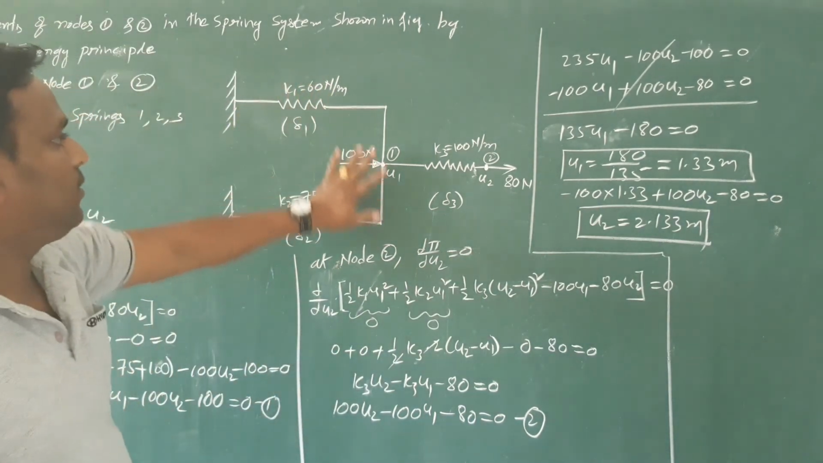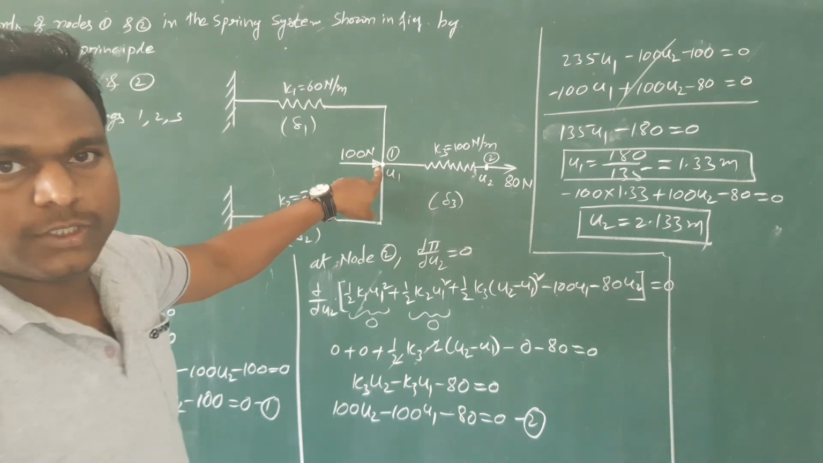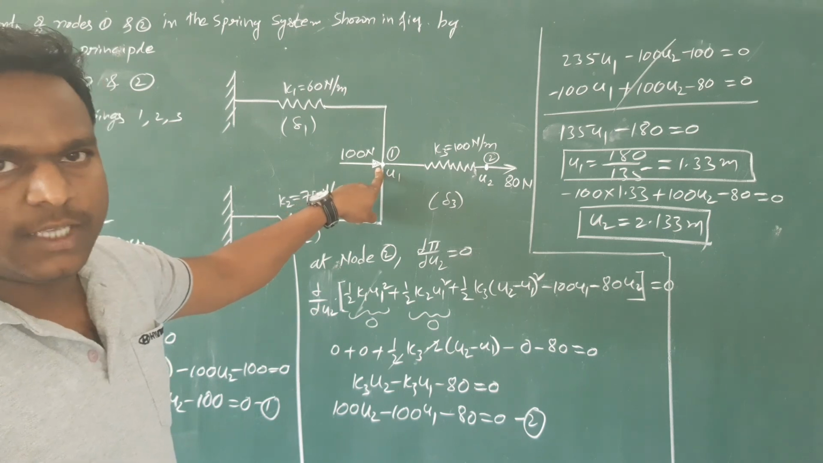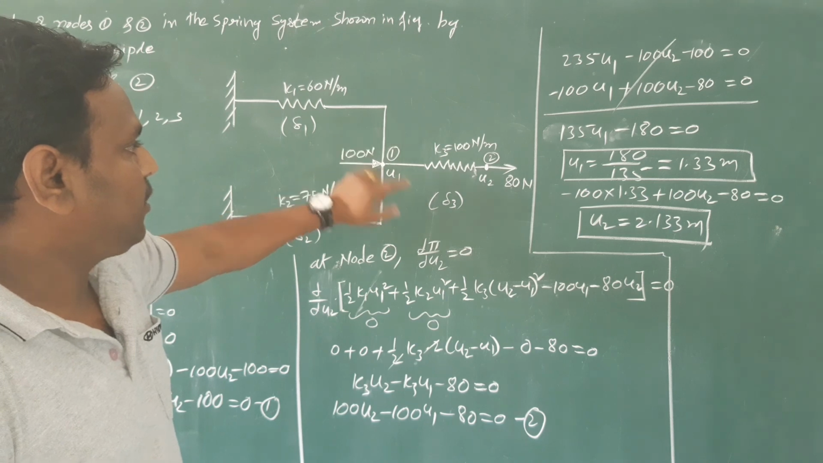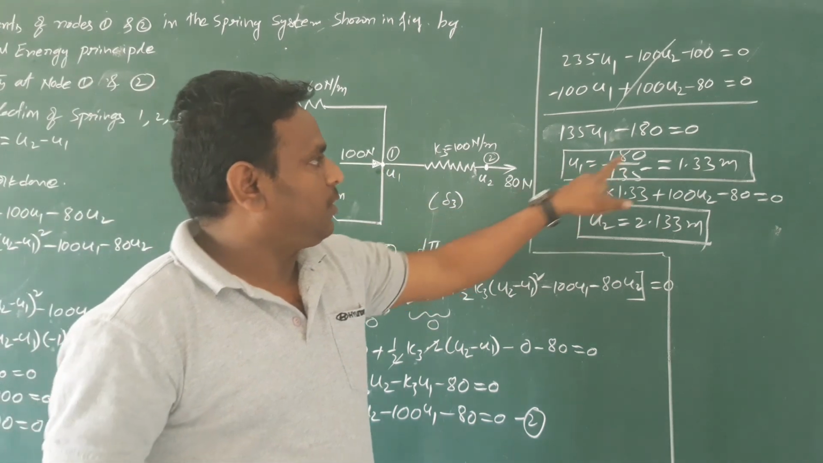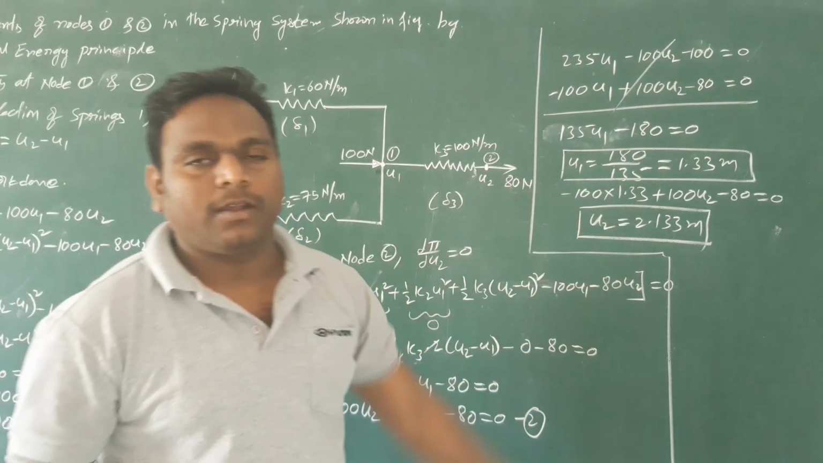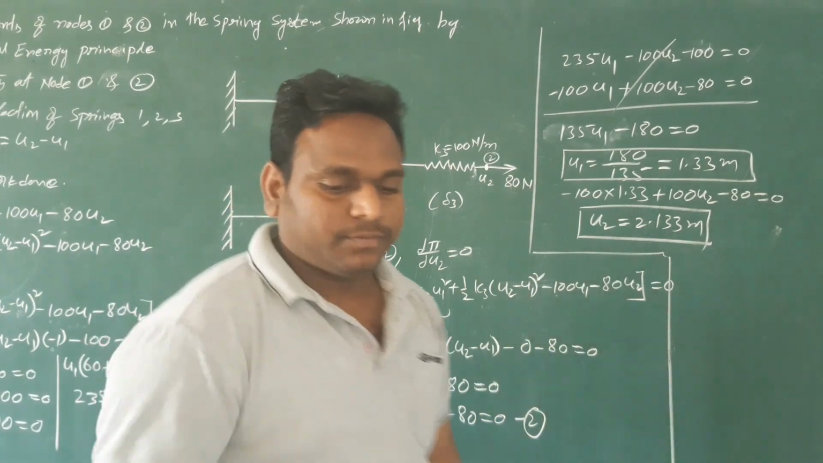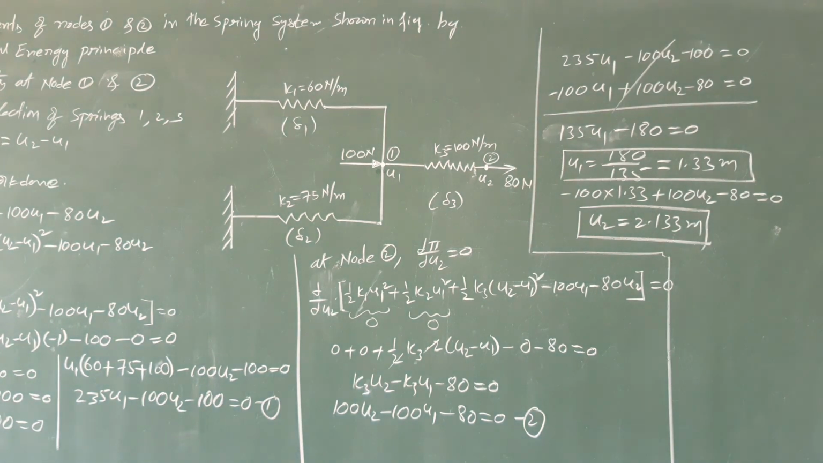For this displacement, I already told you that depending upon the amount of force applied on the particular element, that much deflection occurs at that node. That is, because of these forces, the deflections of those particular nodes are u1 and u2. u1 is 1.33 meters and u2 is 2.133. So this is the exact solution. I will show you.